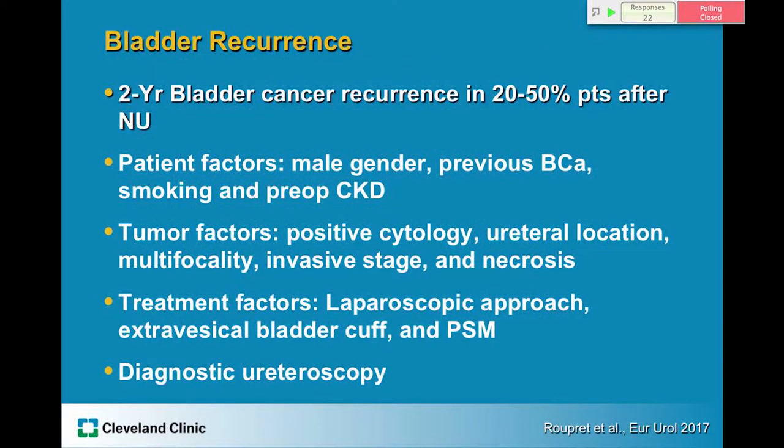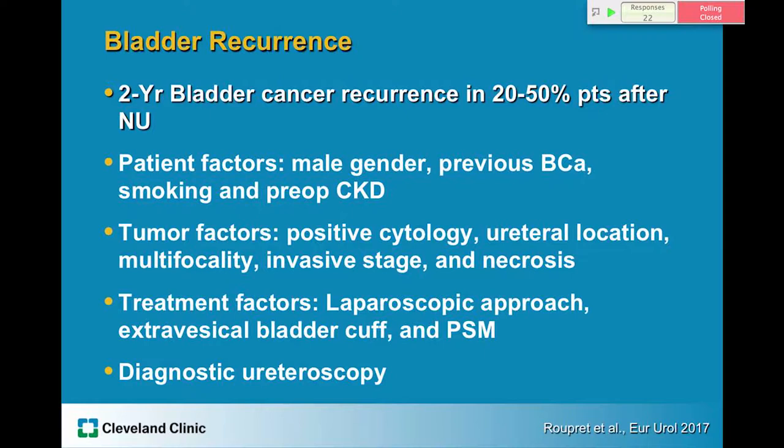What about bladder recurrence? Well, we know that within 2 years, 20 to 50% of these patients who undergo nephro-U will have a bladder recurrence. There are certain factors which have been shown to be predictive for bladder cancer recurrence, and these include male gender, previous bladder cancer, smoking, or preoperative chronic kidney disease. There are also tumor factors such as positive cytology, location of the tumor within the ureter, multifocality, invasive stage, or tumor necrosis. And then there are treatment factors.